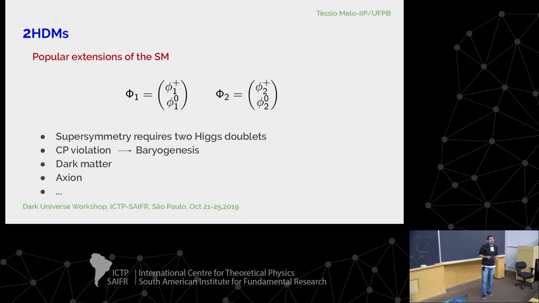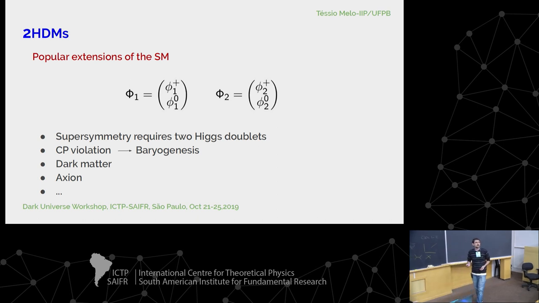Two-Higgs doublet models are very popular extensions of the standard model, in which we include an extra Higgs doublet. Its popularity is in part because of supersymmetry, which requires at least two Higgs doublets, but also because of other things. You can have extra CP violating phases, so you can try to do baryogenesis. You are not going to do that. You can have a dark matter candidate if one of the doublets is inert. You can have axions, and so on. So it's a simple framework in which you can do a lot of things.